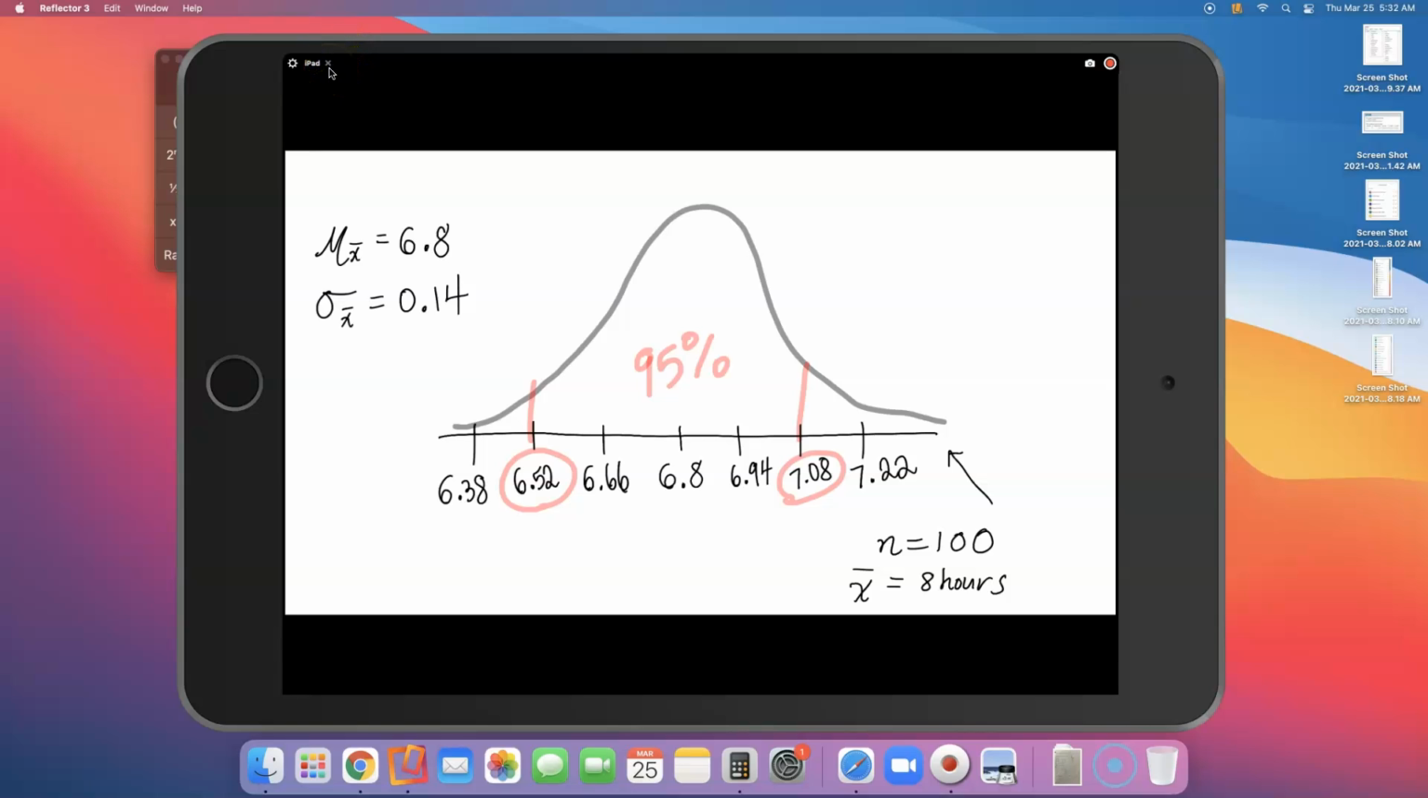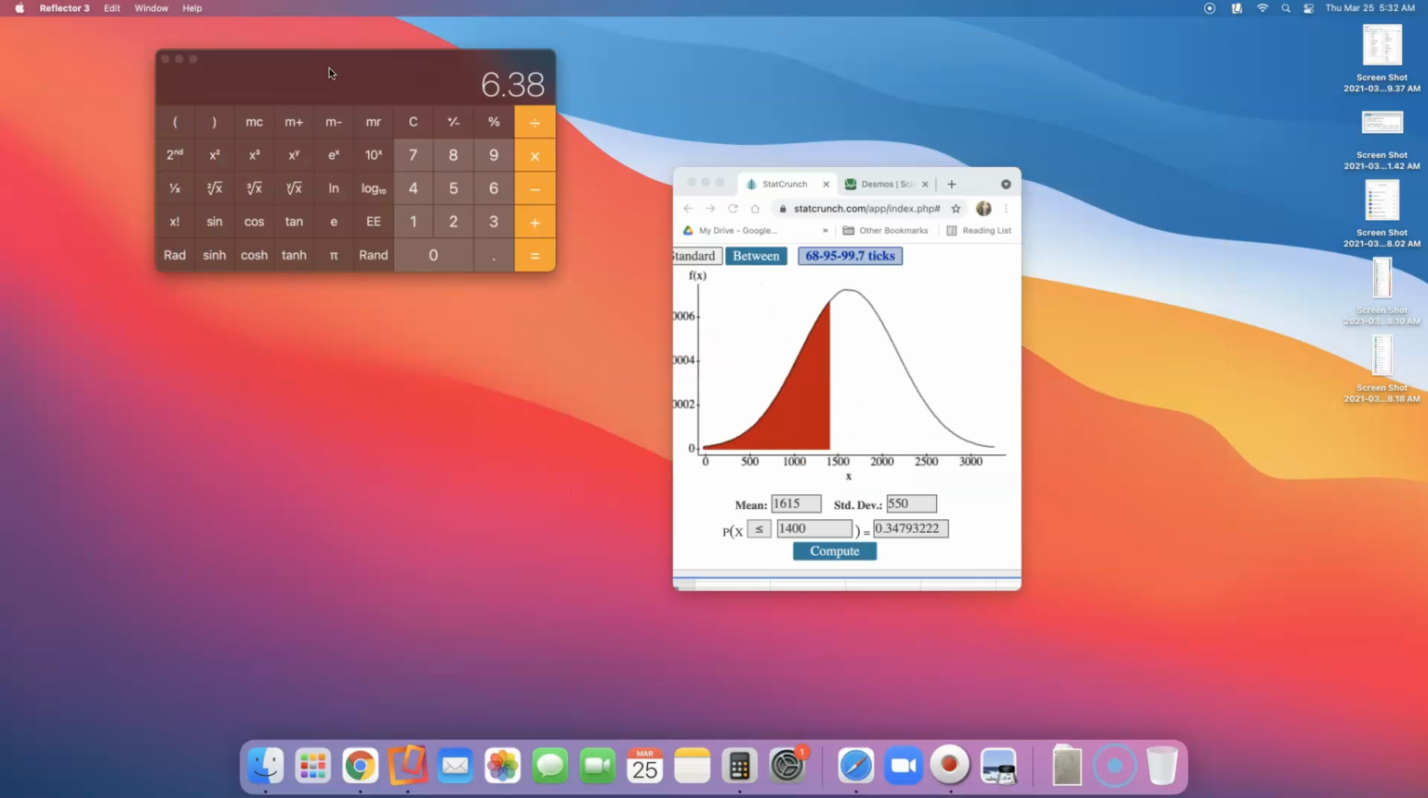Let me go ahead and close this. Stop mirroring. All right, I'm back to my computer.